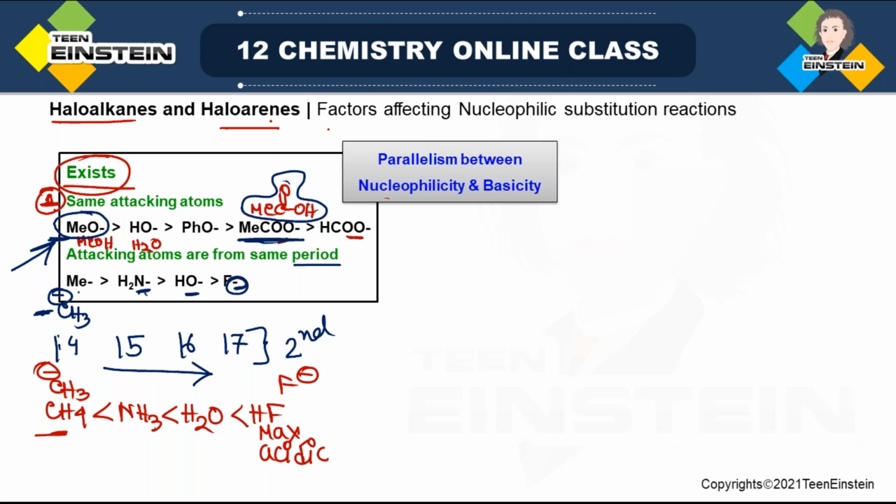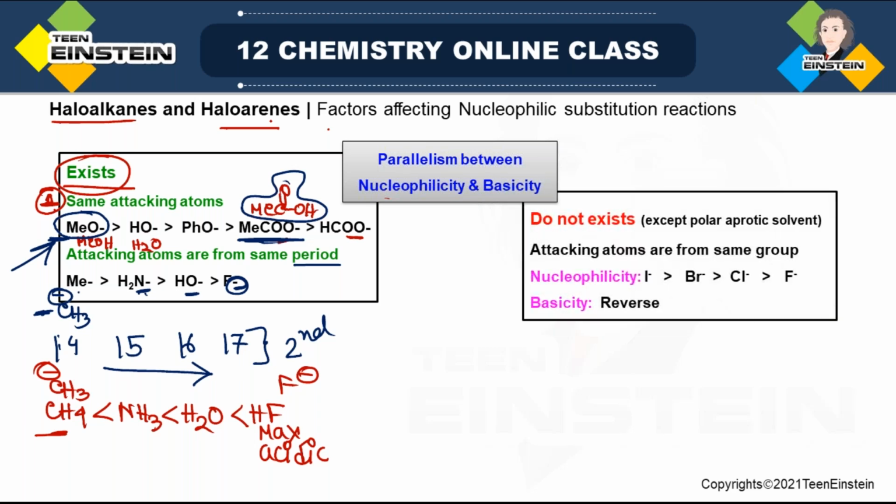Next we will see what will happen when parallelism is not existing. When it does not exist, remember it is only for polar protic solvent. If you have taken polar aprotic solvent, then it will exist. So remember, we are doing this discussion for polar protic solvent.